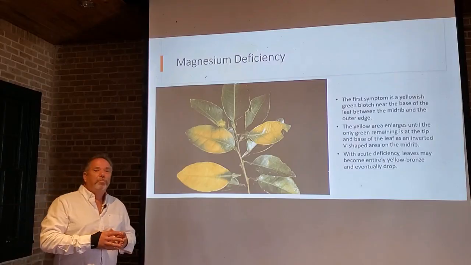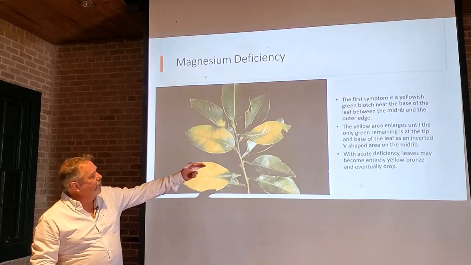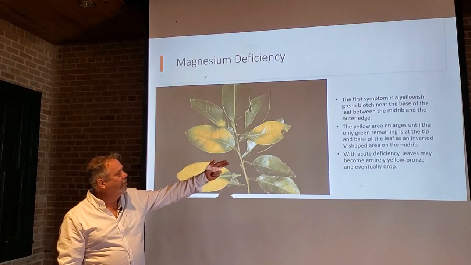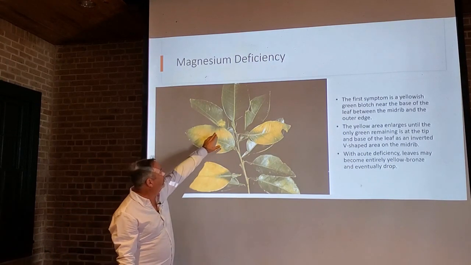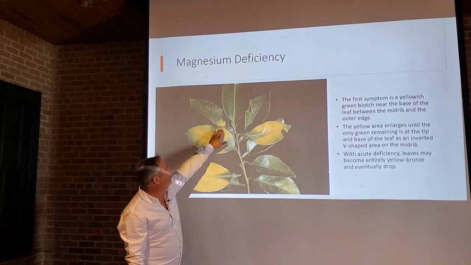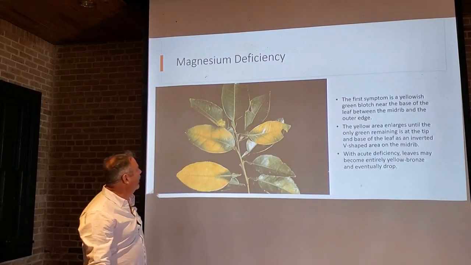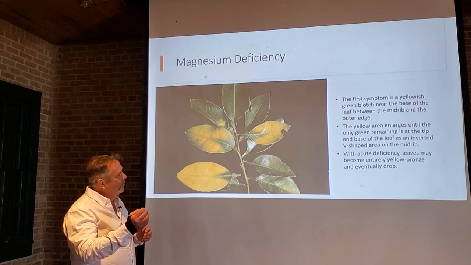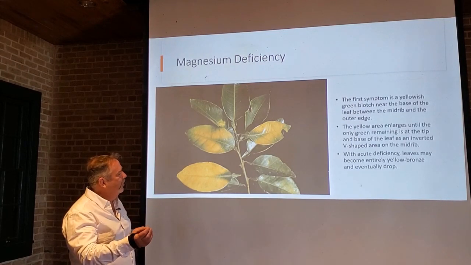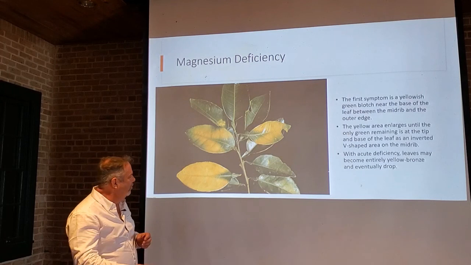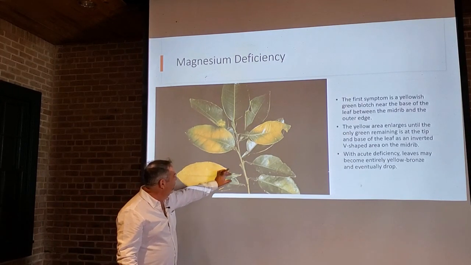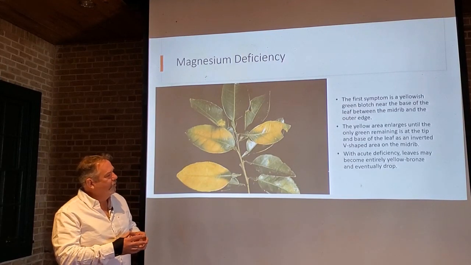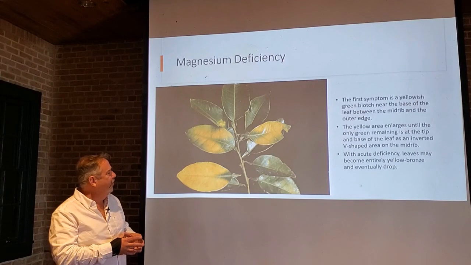Magnesium deficiency. The first symptom is a yellowish green blotch near the base of the leaf between the midrib and the outer edge. So it starts off as a small little blotch close to the base, right there between the midrib. The yellow area enlarges until the only green remaining is at the tip and base of the leaf as an inverted V shape near the midrib. So as it progresses along, you'll see that the only part that is left is this little bit of color here. With acute deficiency, leaves may become entirely yellow bronze and eventually drop.